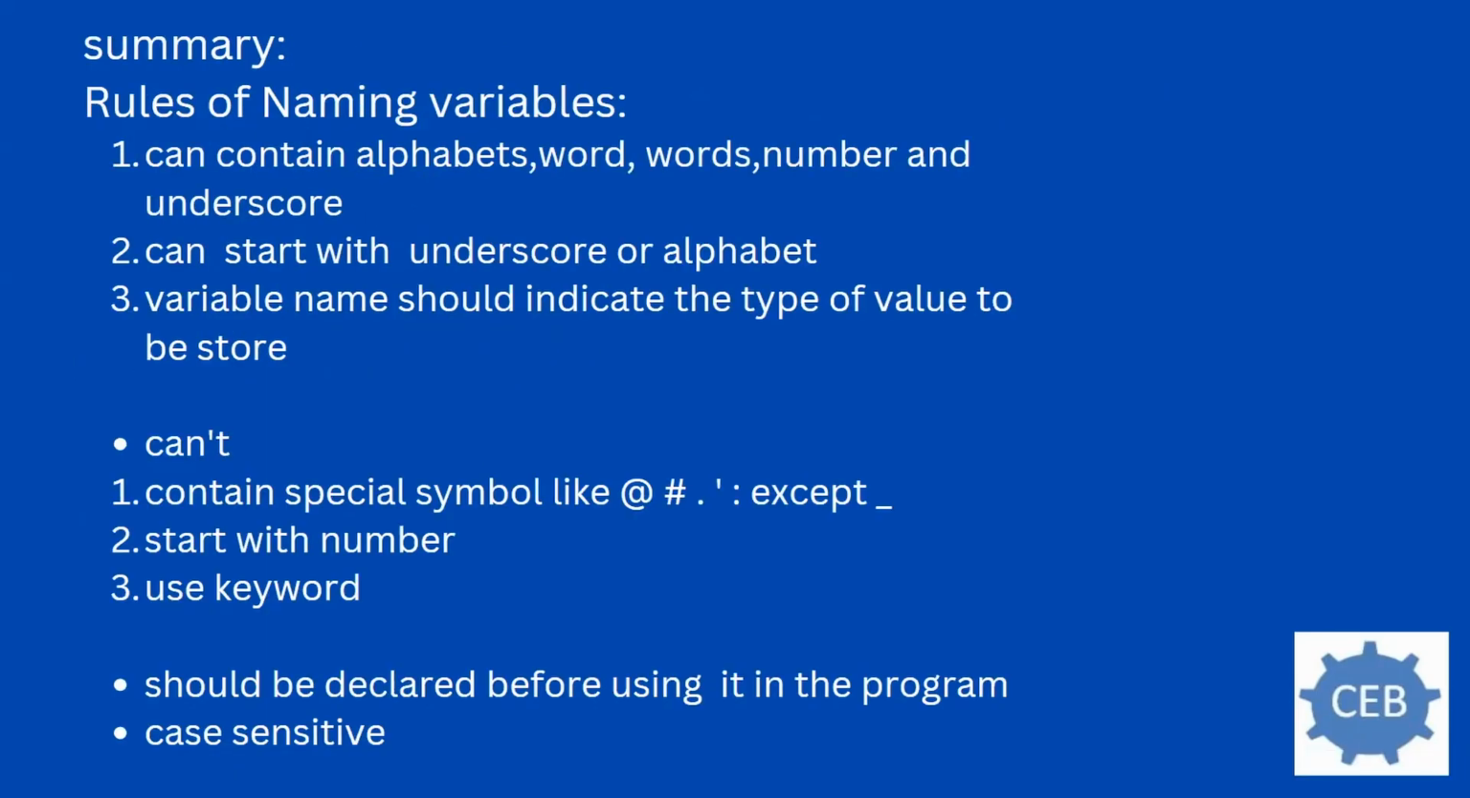So let us summarize. The name of the variable can contain alphabets, words, multiple words, numbers, and underscore. They can start with underscore or alphabet. These are not allowed. The variable name should indicate the type of value to be stored. We should have the summary of the variable name, that is, what are the features of your container. Based on that, we have to specify the name of that container, that is the variable.